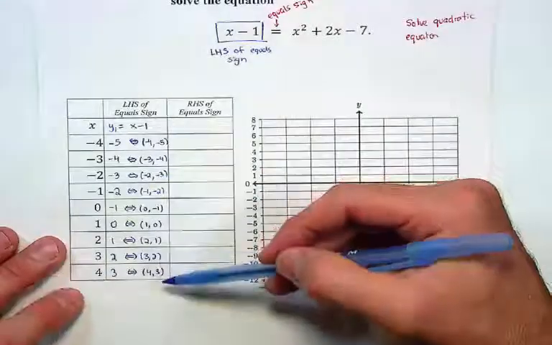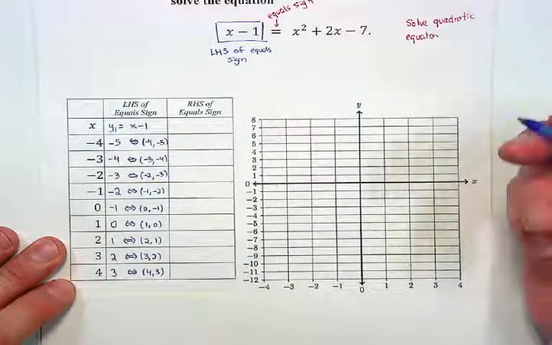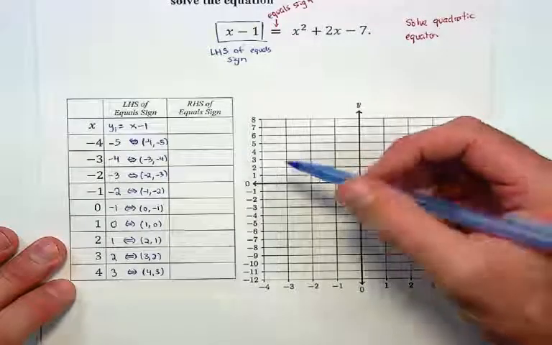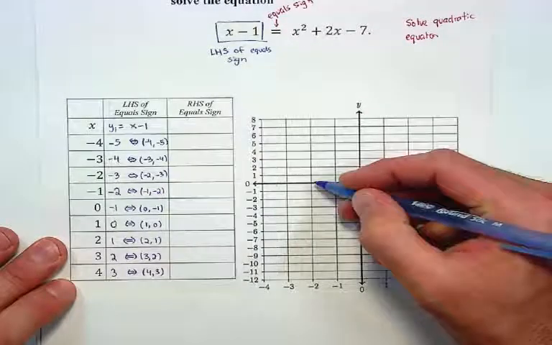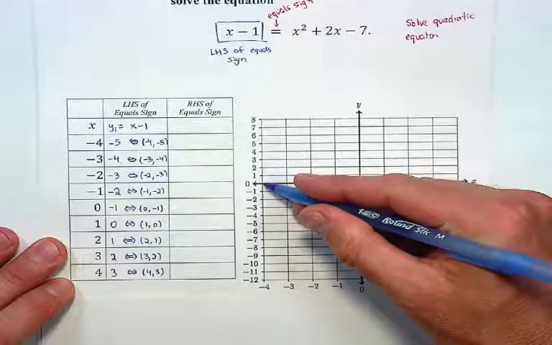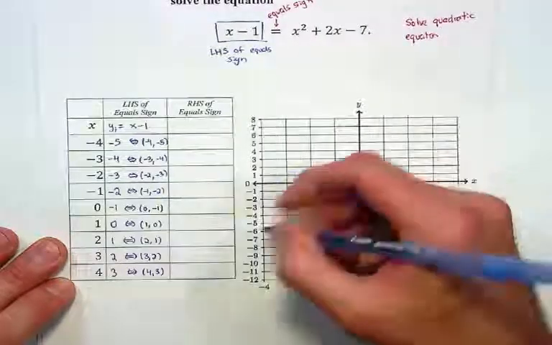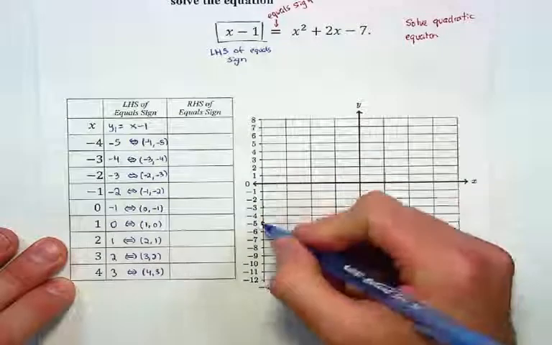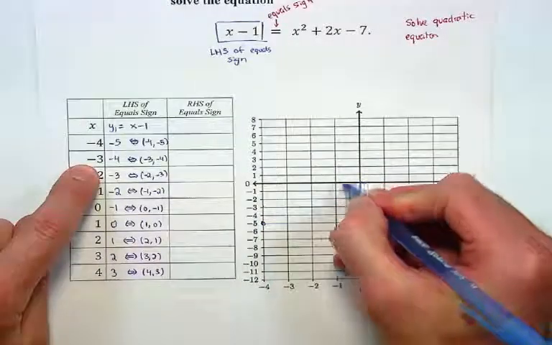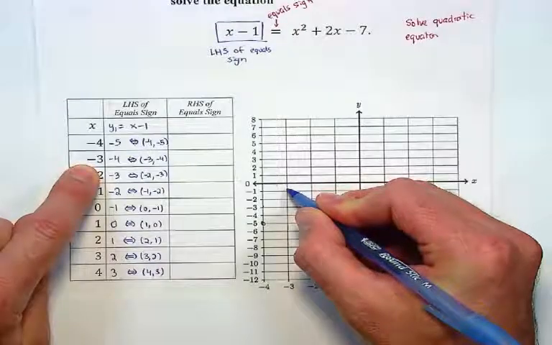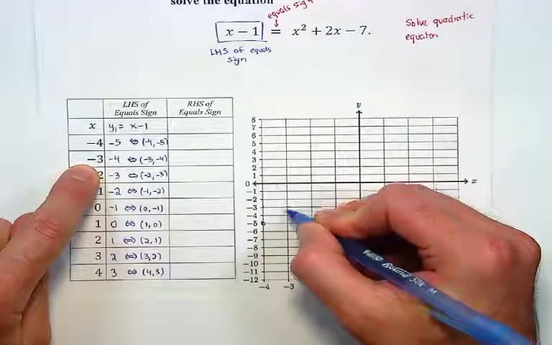Now I have all ordered pairs on this particular table, and I can start filling out the graph. At x equals negative 4, 1, 2, 3, 4 to the left, I have the value y equals negative 5. 1, 2, 3, 4, 5. There's my first point. I know that my next point is going to be negative 3. 1, 2, 3 to the left. Negative 4 in the output. 1, 2, 3, 4 down.